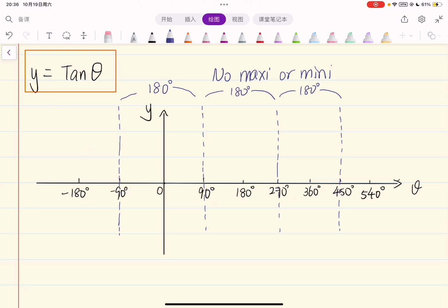Now let's draw the tangent graph. If you type theta equals 45 degrees into the calculator, you will get a value, probably somewhere over here. And then if you type 75 degrees into the calculator, tangent 75 is larger than tangent 45 degrees. We can see between 0 and 90 degrees, the graph increases.